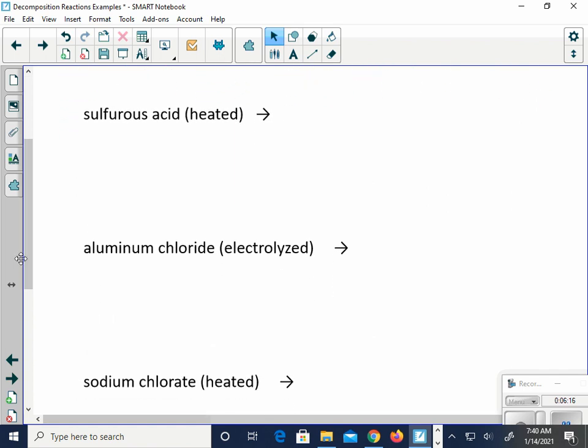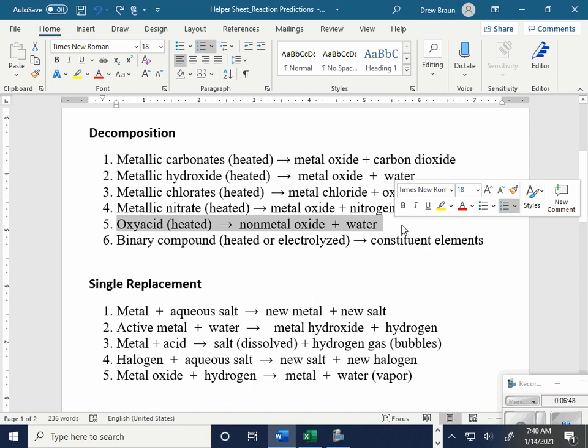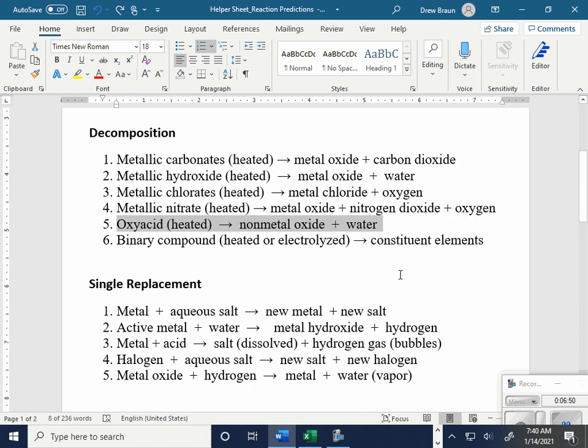My second one here, sulfurous acid heated. So I am dealing with an acid. As I look at my 6 different types of decomposition reactions, which one is dealing with an acid? Maya, which one's dealing with an acid? Number 5 right here. An oxyacid heated will give me a nonmetal oxide and water. So this is a decomposition number 5.